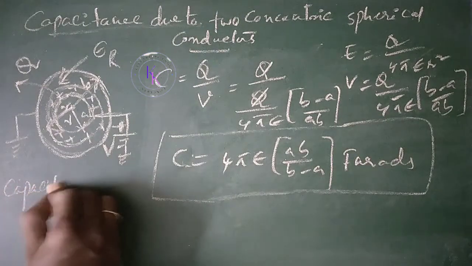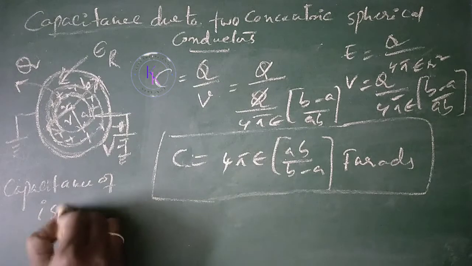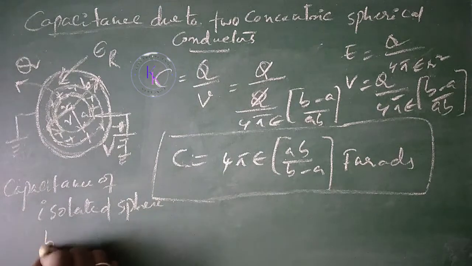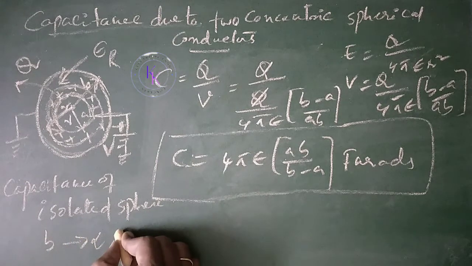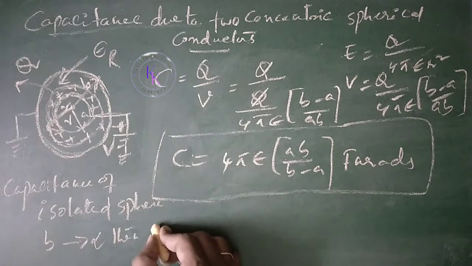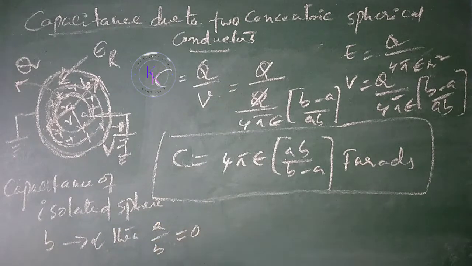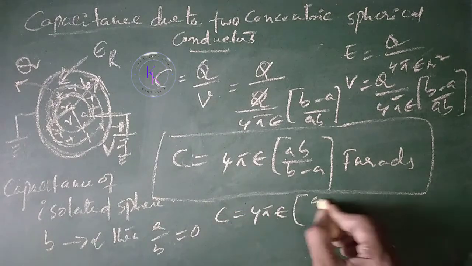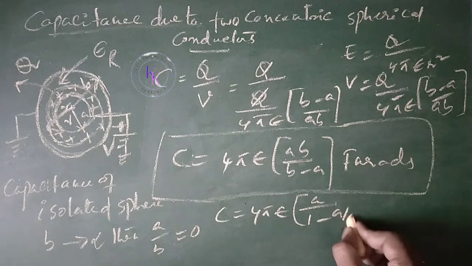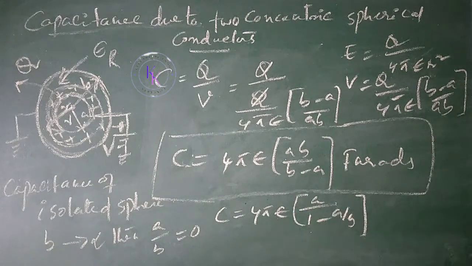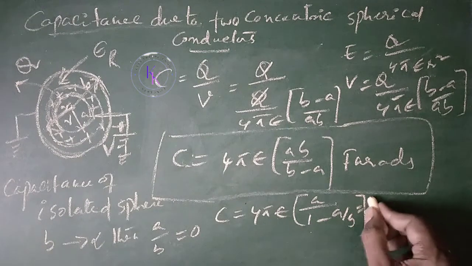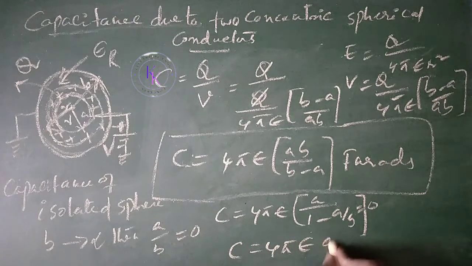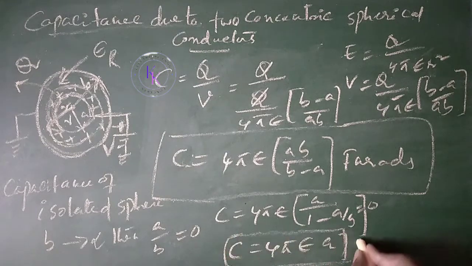Capacitance of isolated sphere: if b tends to infinity, then a by b equals 0. C equals 4 pi epsilon a by 1 minus a by b. I can write this equation in this form. Then this term will become equal to 0. Then C equals 4 pi epsilon a farads.